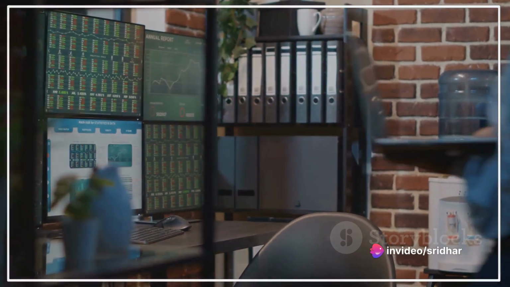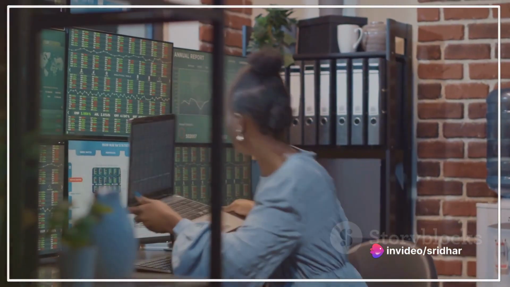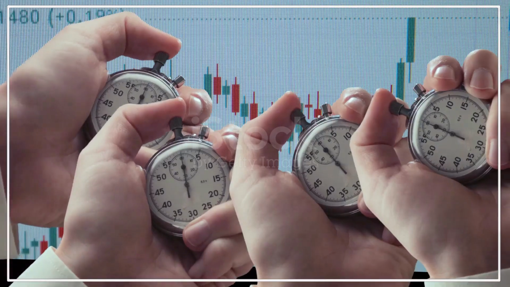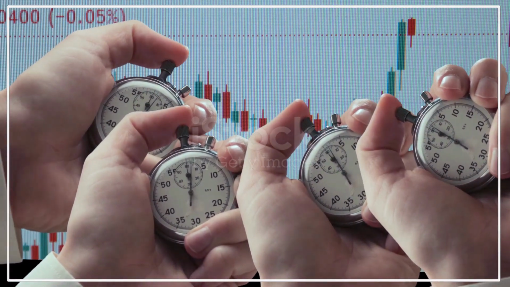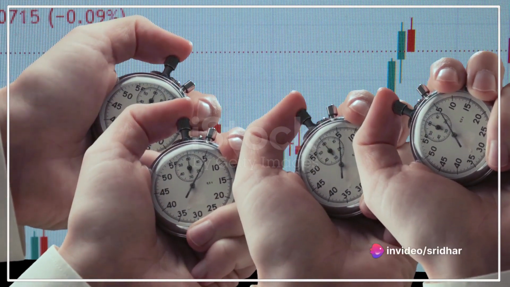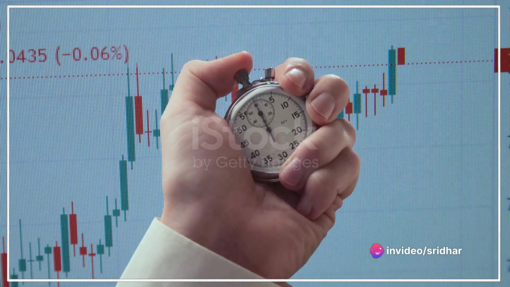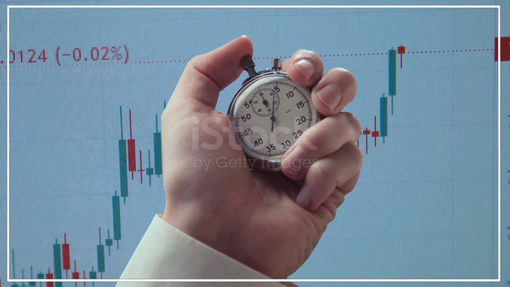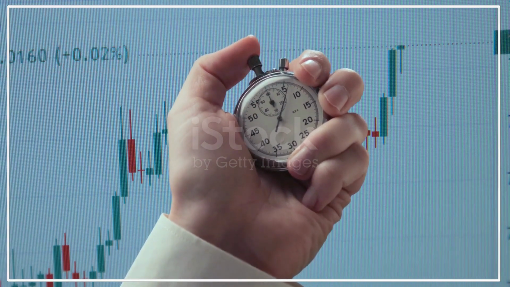Backtesting is a method of validating your trading strategy by applying it to historical data. It's like a time machine that allows you to test your strategy against past market conditions to see how it would have performed. It's a crucial step in developing a successful Forex trading strategy, as it allows you to understand the potential strengths and weaknesses of your approach before you risk actual money.